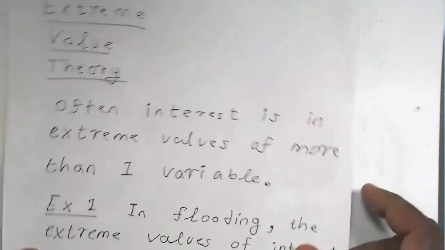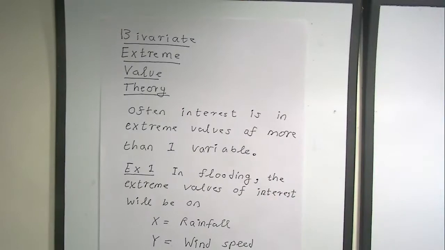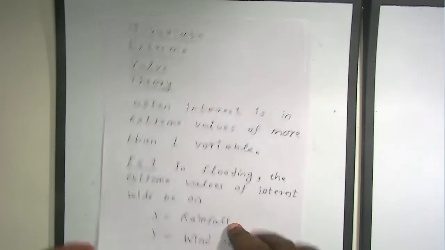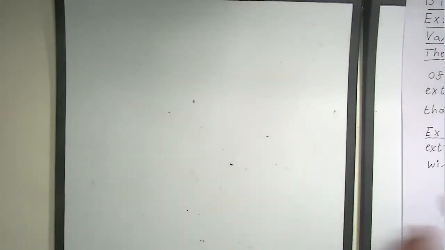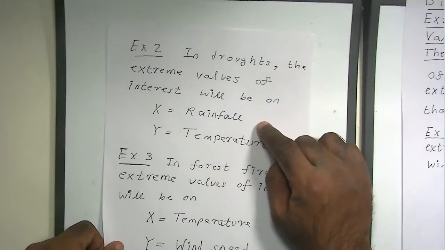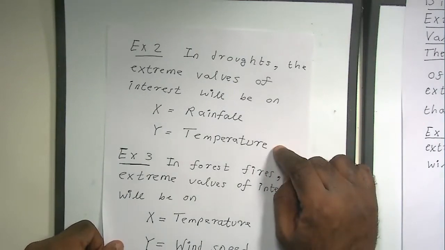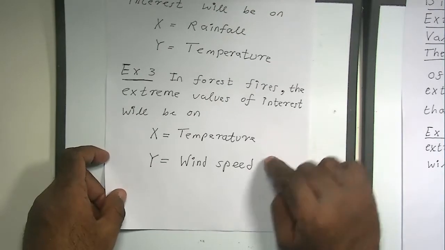So I want to recap what we did last week, okay, before I continue. Now, last week we talked about bivariate extreme value theory, right? And I gave you examples of bivariate extreme values. Like in flooding, you have extreme rainfall and extreme wind speed. And a second example, where in droughts you have extremely small rainfall and extremely high temperature. And in forest fire, you have extremely high temperature and extremely high wind speed, and so on.